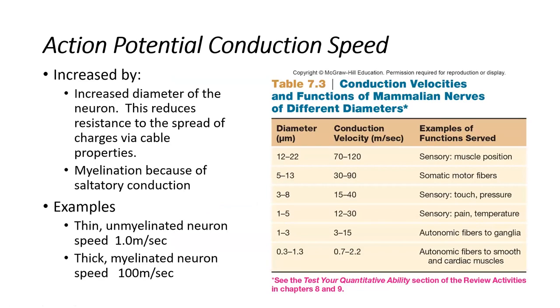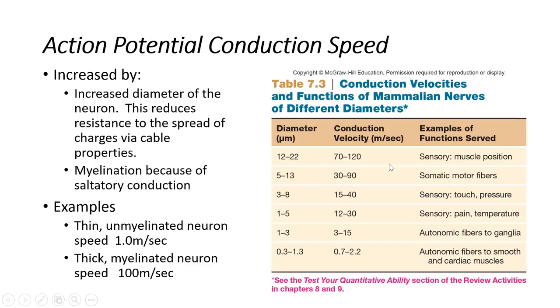So let's talk about the speed of the action potential. So it's going to be increased by things like an increased diameter, which helps to reduce the resistance. So if you've got a larger diameter of a neuron, it's less resistance to prevent dissipation of that current moving down the length of the neuron. Also, if we have myelination, we will increase the speed for reasons that we just explained.